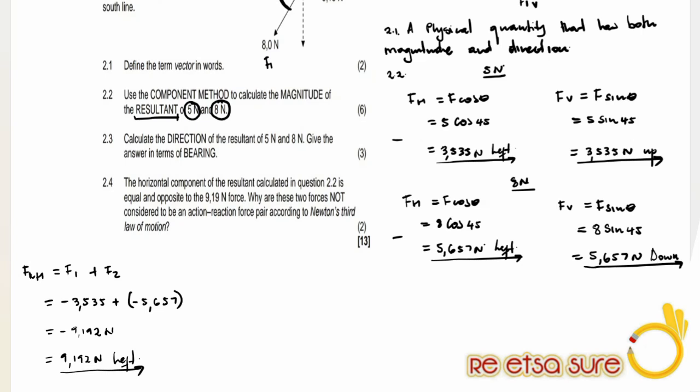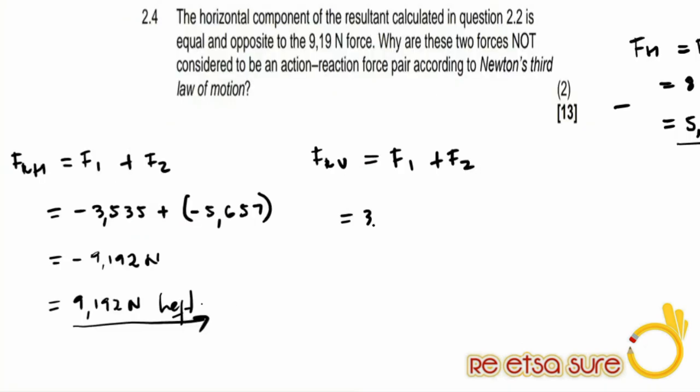Okay, and then now let us determine the F resultant for vertical. How many vertical do we have? 1, 2. Okay, so F1 plus F2. Let us take our up as positive and down as what? As negative. So now my F1 is positive 3,535 plus what is our F2? Yes, our F2 is negative 5,657. And then now let us press our calculator to check.